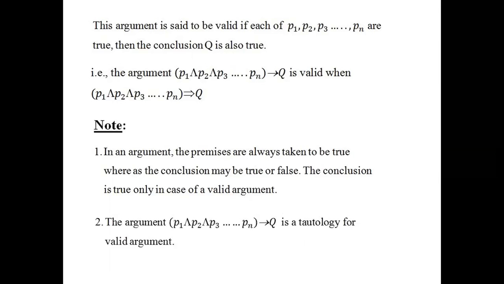The argument P1 and P2 and P3, etc. up to Pn, implication Q is a tautology for a valid argument. So suppose the argument is valid, then the argument of the form P1 and P2 and P3 etc. up to Pn conditional Q is a tautology. Means the truth value is true.